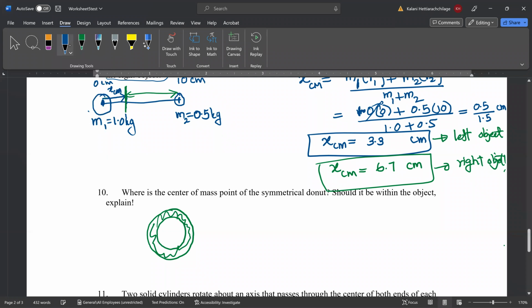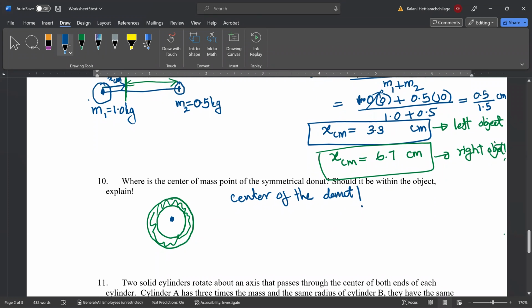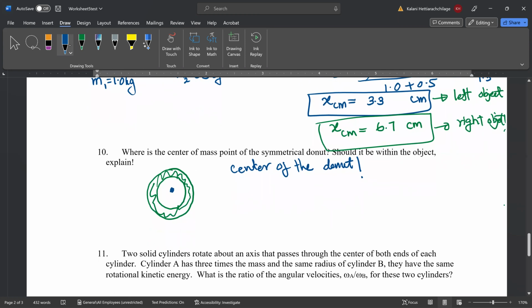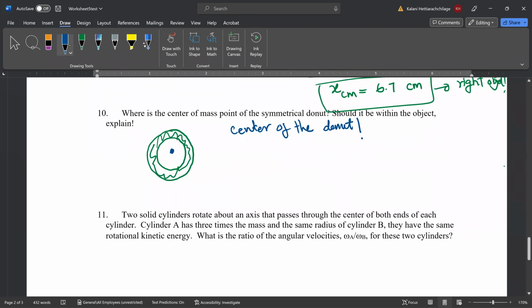I just want you to understand that for some objects, the center of mass is outside the object. The center of mass of this object is sitting at the center of the donut. Center of the donut, right? Although there is no donut material inside here, the center of the donut will be the center of mass of that object. Okay, I think this is my last question.